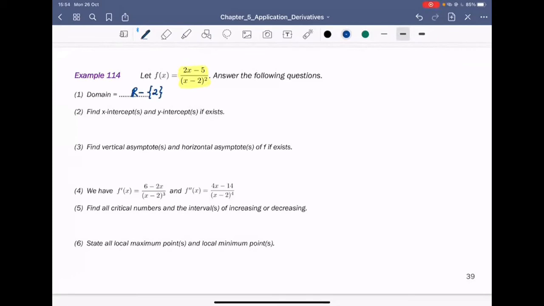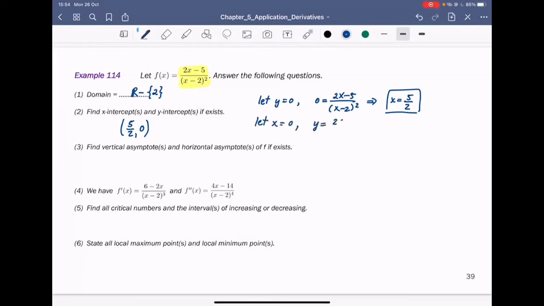So x-intercept, we're going to let y equal to 0. That means I have 0 equal to 2x minus 5 over x minus 2 squared. Well, x equal to 5 over 2. Here we go, x equal to 5 over 2 and y equal to 0. This is our x-intercept. For y-intercept, let x equal to 0. y equals 2 times 0 minus 5 over 0 minus 2 squared. This is y equal to negative 5 over 4. All right, so the y-intercept is (0, negative 5 over 4).